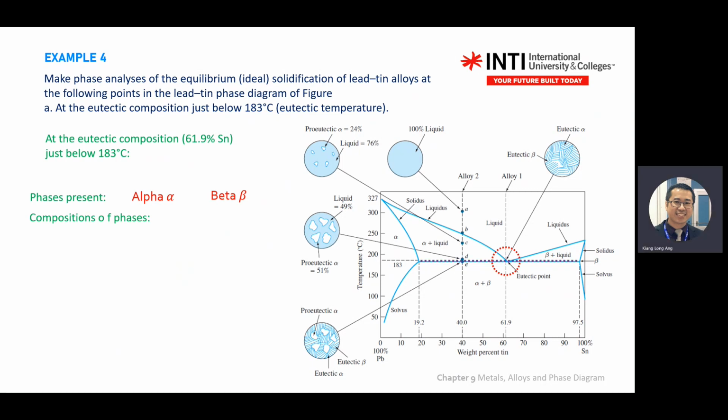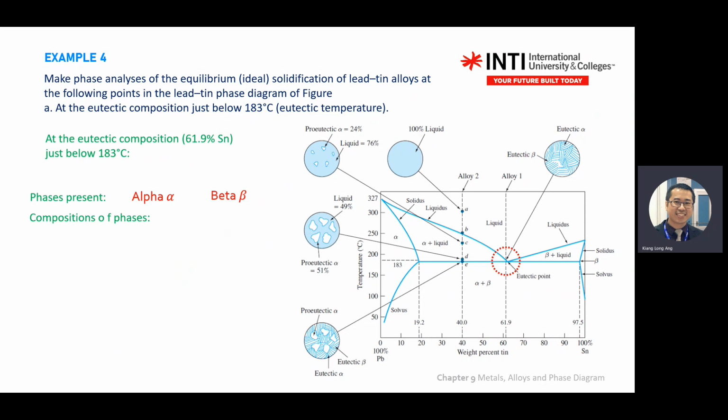So first step is that I write the phases present at that point. I use my ruler, draw a straight line. I see what solid I have. On the graph, I see alpha and beta. So on my sketch, on my procedure, I write alpha, beta. Then the second parameter that I want to find is the composition of the phase. Means alpha, what is the composition? Beta, what is the composition? You read from the graph.